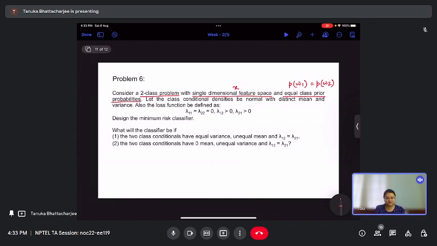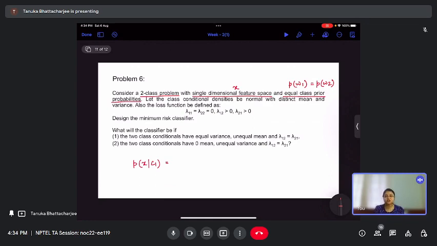Now let the class conditional densities be normal with distinct mean and variance. That means if we write the class conditional for class C1, it will be a normal distribution with some mean and variance. Let's say we take the mean as mu1 and variance as sigma 1 for class C1, and since the mean and variance are distinct for the two classes' distributions, we will take mu2 and sigma 2 as the mean and standard deviation for class C2, and mu1 and sigma 1 are for class C1.